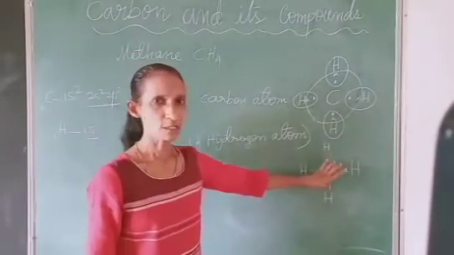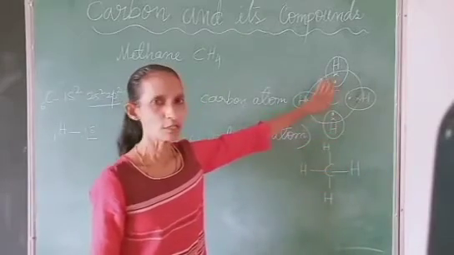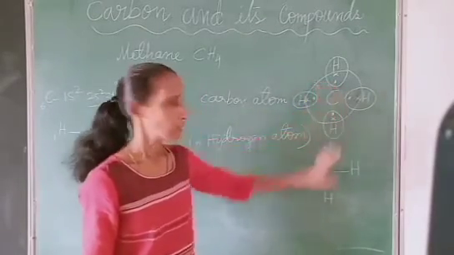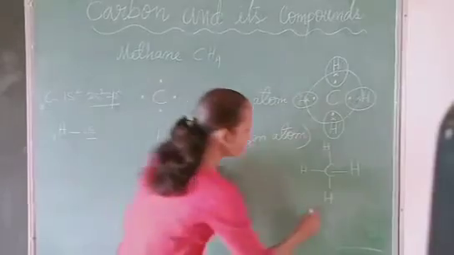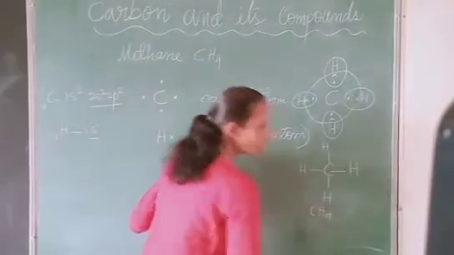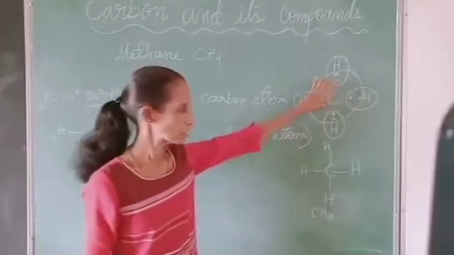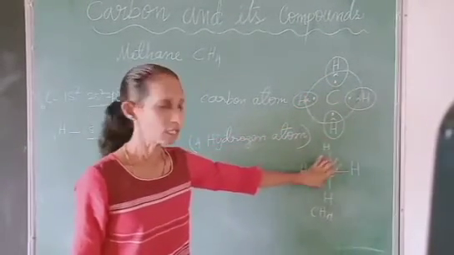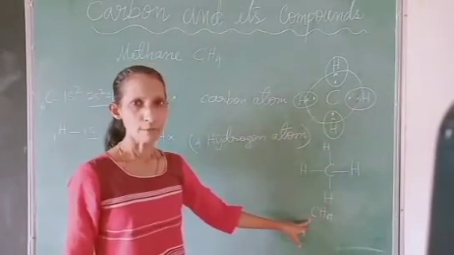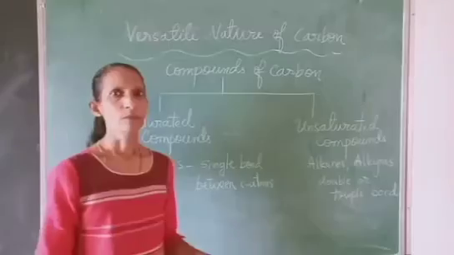This is the structure of methane. This is the dot structure of methane. The formula of methane is CH4. This is the molecular formula of methane. This is the electron dot structure. This is the structure of methane. This is the molecular formula of methane.